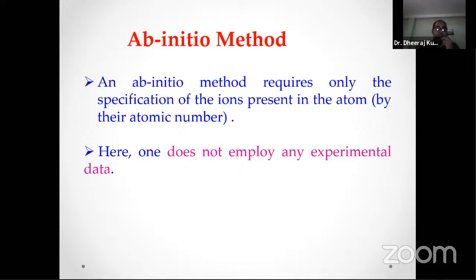In this type of study, we do not require any experimental data or any experimental results. We just require the number of ions present in that particular atom. Suppose we want to produce a system of zinc oxide nanomaterials and predict its properties. Then we just require the number of ions present in the zinc atoms and oxygen atoms. That gives the total properties of that particular material.